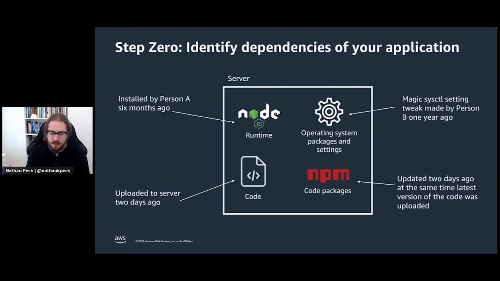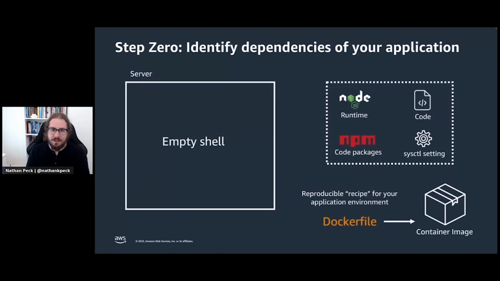And so it's the sum of all of these things put together that make that server actually function. So identifying all these dependencies, what we want to be able to do is build a reproducible recipe for applying all of these changes onto an empty shell of a server in order to set up the application environment for an application. So this is the first step from going from server full to serverless, is we want to be able to have that server as an empty shell and bring the runtime, bring the code, bring packages, and bring settings to that machine as one application artifact, and containers are a great way to do that.